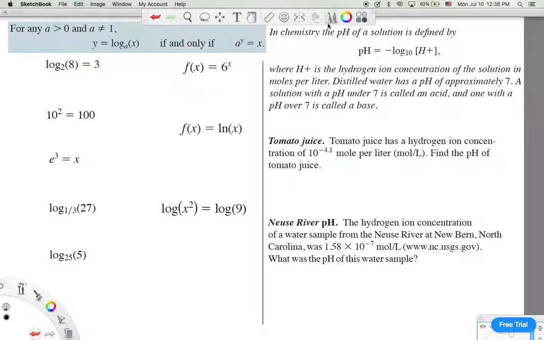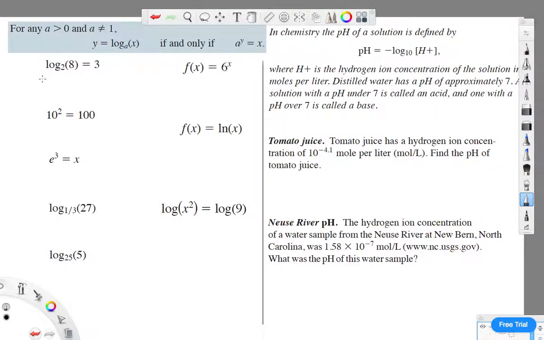Okay, so if you have log base 2 of 8 equals 3, we can rephrase this as 2 to the third equals 8. Sorry about my writing, still getting used to this tablet. Log base 2 of 8 is the same as 2 to the third equals 8, that's true. Next up, if we have f of x, sorry, let's go down here.